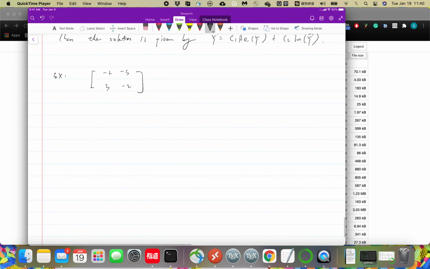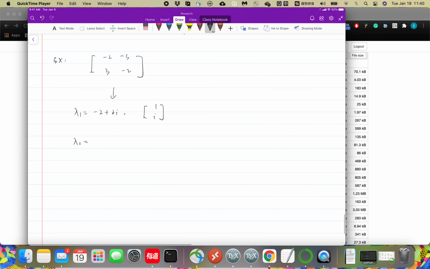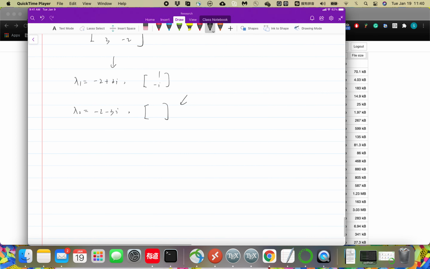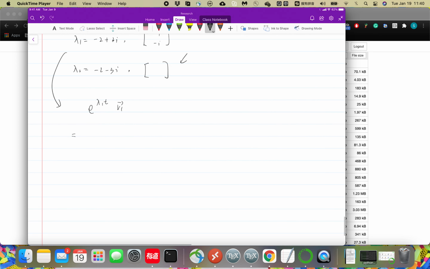this matrix. We solve it. We find lambda 1 equals -2 plus 3i with the eigenvector (1, i). Lambda 2 equals -2 minus 3i, with eigenvector (1, -i), okay, with some vector we didn't compute. All right, and then we say, well, we take the first one. We do e to the lambda 1 t, v1. That equals e to the (-2 plus 3i)t times (1, i).